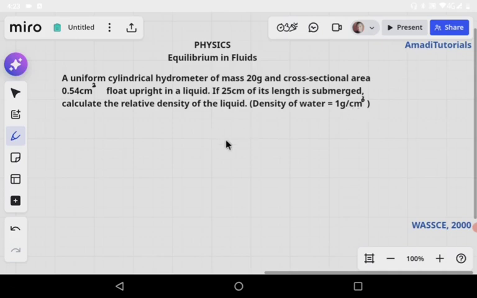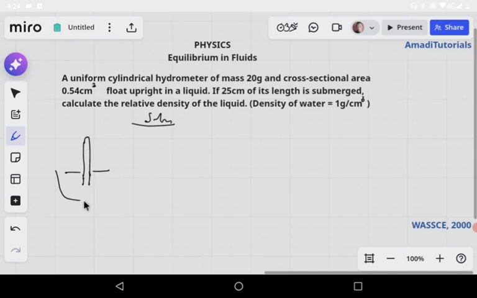Okay, so let's quickly do this. Before we start, we don't just jump into calculations. First, I'll try to sketch the scenario to have a proper understanding of what we are being asked and what I should do. Now they say that a uniform cylindrical hydrometer floats upright in a liquid. So I will try to sketch a cylindrical hydrometer, something like this, cylinder, upright. It floats upright in a liquid.